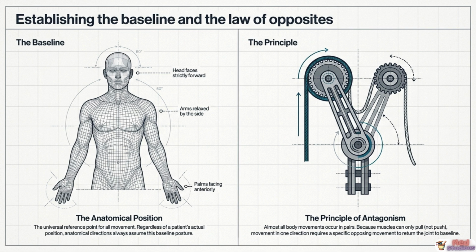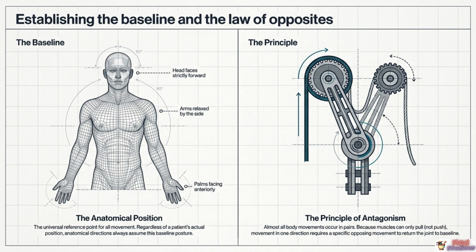Before we can describe any movement, we need two things: a starting point and an understanding of how movements are organized. The starting point is the anatomical position: body upright, head facing strictly forward, arms relaxed at the sides, and palms facing anteriorly. Every movement in anatomy is described relative to this locked baseline, regardless of what position the patient is actually in. Now, here is the law of opposites, also called the principle of antagonism, and this is absolutely critical. Muscles can only pull, they cannot push.